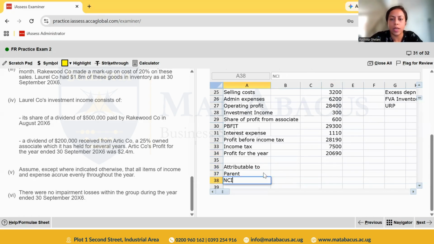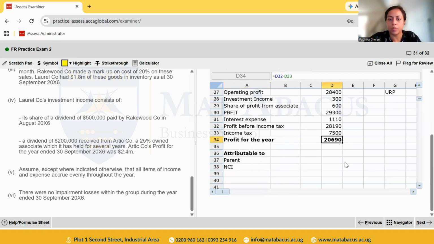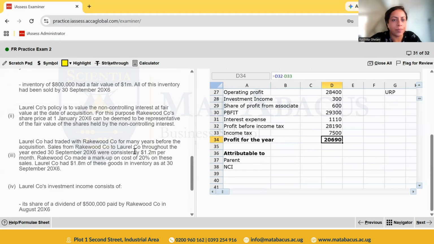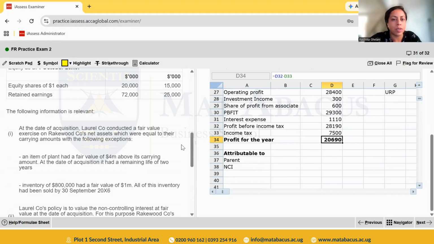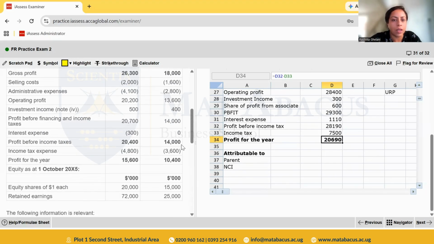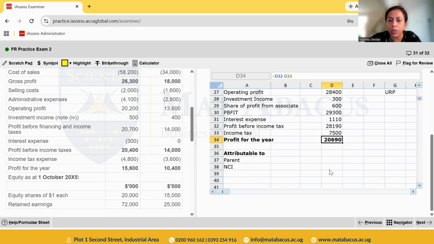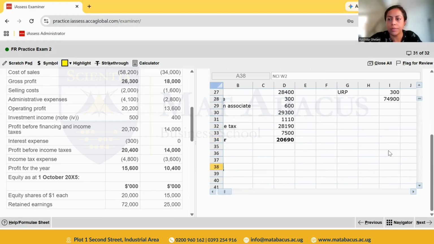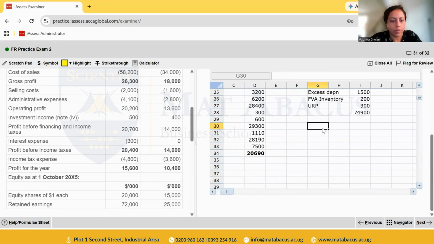And we said we always start by working out the NCI first, isn't it? And then the balancing figure will be the profit attributable to the parent. But then we're going to have to do a bit of adjustments because the subsidiary had some adjustments regarding the fair values and the intercompany trading. So what we'll do, we'll come to the working. We'll call this working 2. Working 2, NCI's share of profit.